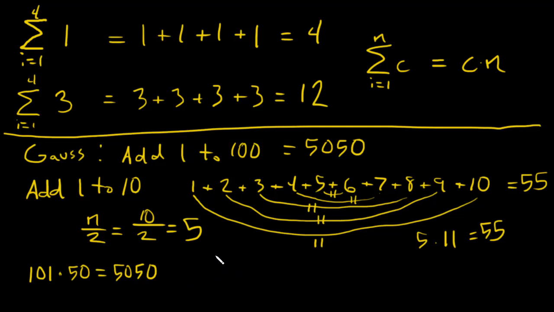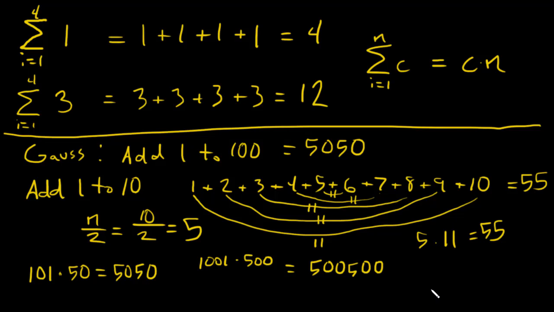You could say, I'm going to add the numbers from 1 to 1,000 together. Well, what is that going to be? Well, that's going to be 1,001 times how many pairs? 500. So it's going to be 500,500, right? So that's a lot faster than adding up the numbers between 1 and 1,000.